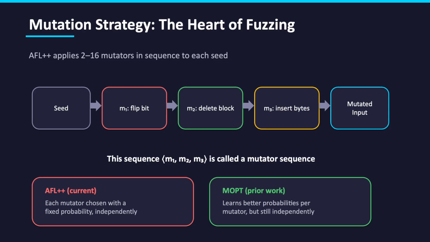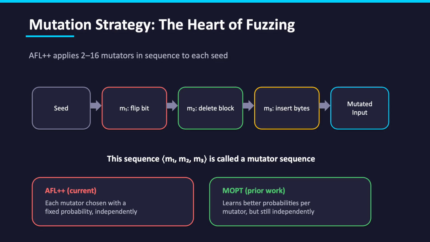Now here's a critical question. How does AFL++ choose which mutators go into the sequence? And the answer is straightforward. Maybe too straightforward. Each one of 32 mutators has a fixed predefined probability. AFL++ just rolls the dice independently for each position in the sequence. Mutator 1 doesn't care what mutator 2 is. Mutator 3 doesn't know what came before it. Every choice is independent.